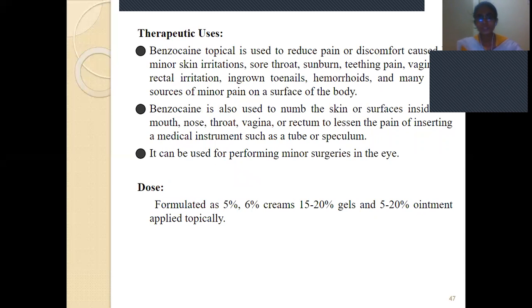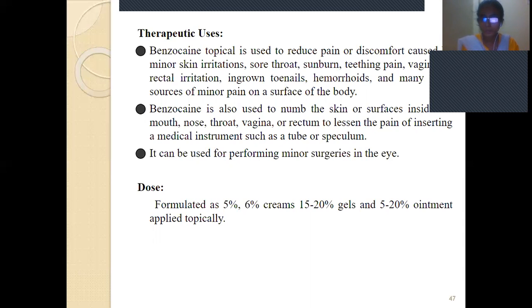So uses: topically, it is used to reduce the pain or discomfort caused by minor skin irritation, sunburns, teeth pain, rectal irritation or vaginal irritation, and sore throat. So it is mainly used as a topical to reduce pain. We feel pain with sunburn, toothache, vaginal irritation, rectal irritation, sore throat, and skin irritation. In those cases, we can use it in topical form.